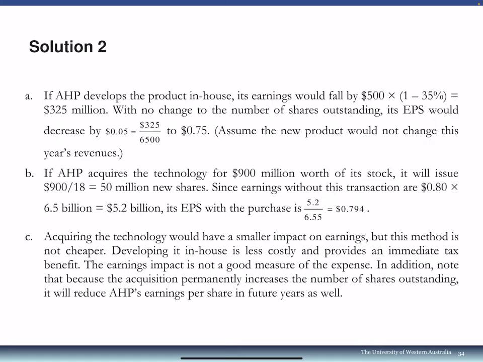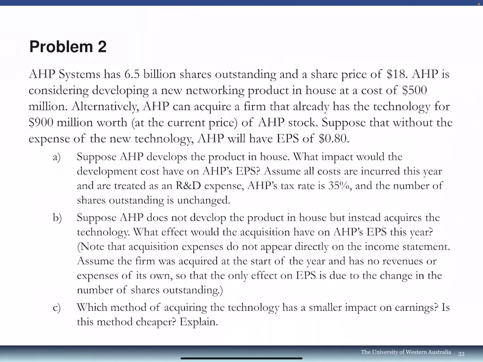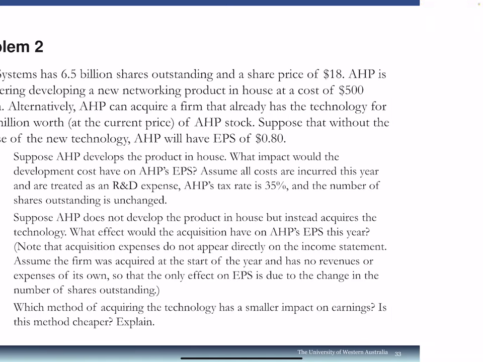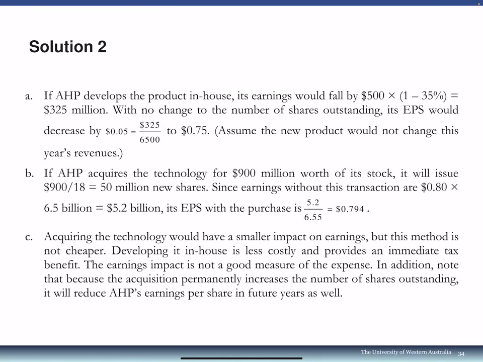Where do you get 0.05 from? It is $325 million divided by 6.5 billion shares, so $0.75. Originally, it was 0.8. So this one requires you to understand what happens in the income statement. If you have larger expenses, you're going to pay lower tax, but of course you're going to have lower earnings. And this is what happened for the first one.